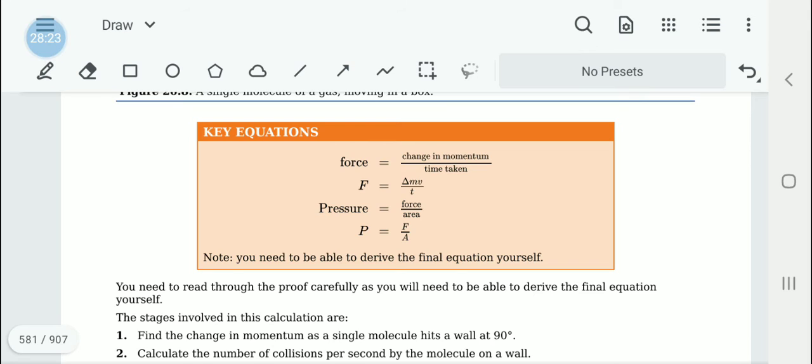We use the following key equations to reach the final equation, so please write down these equations. Force equals change in momentum divided by time taken, that is F equals delta mv upon t. Then pressure equals force over area, P equals F upon A.